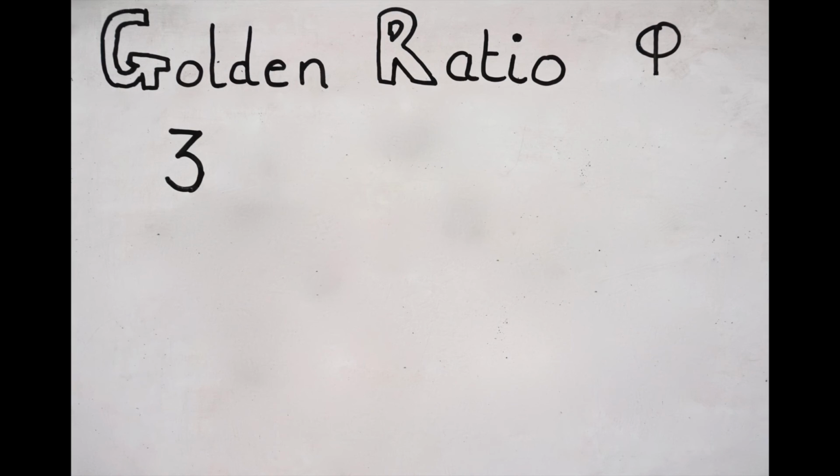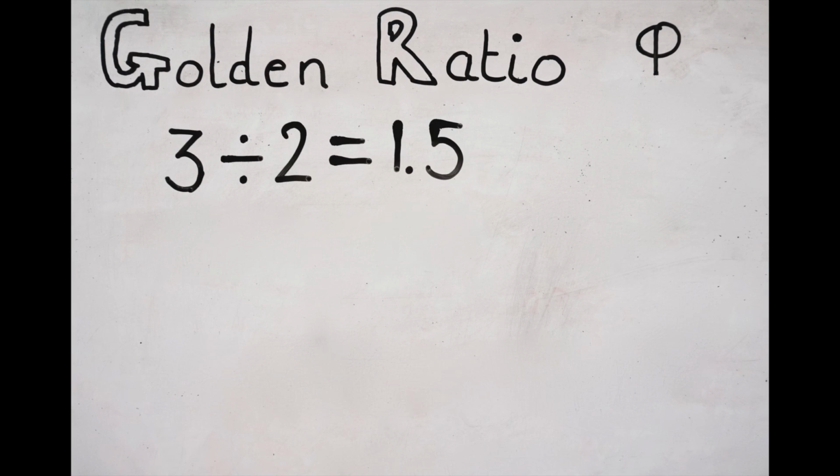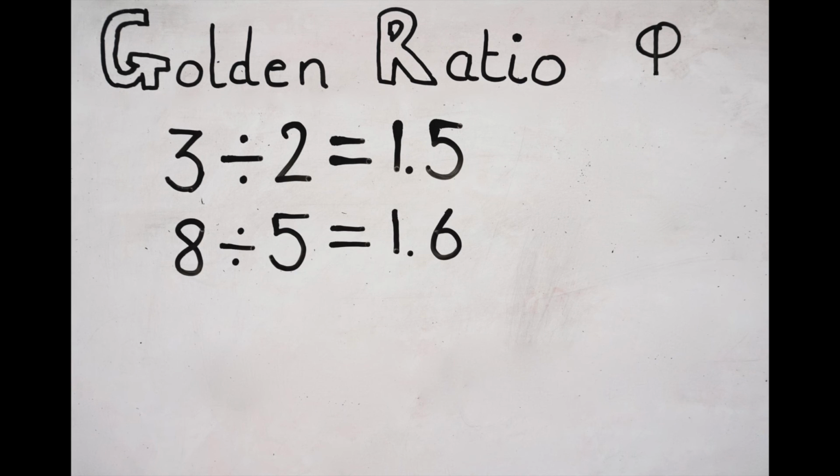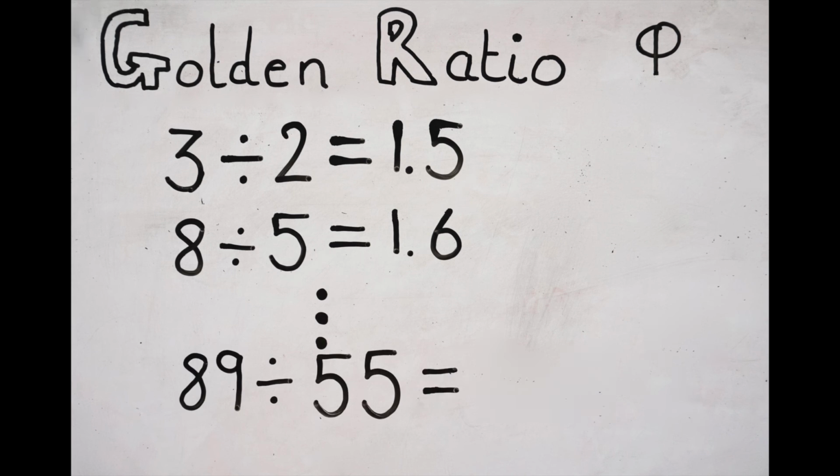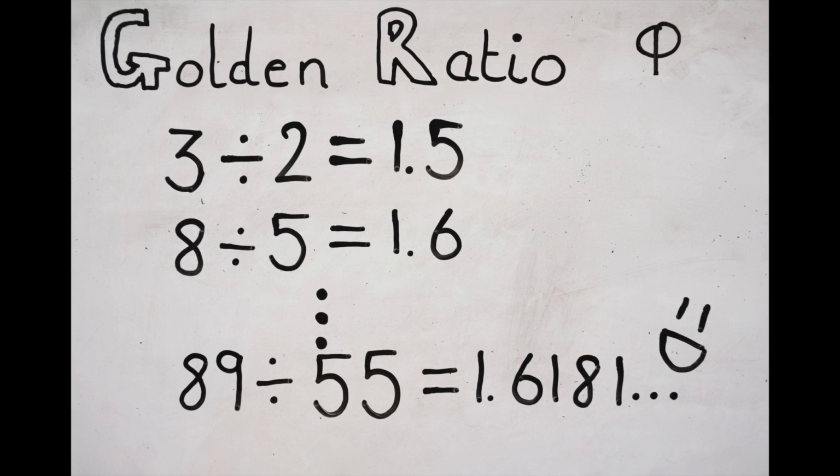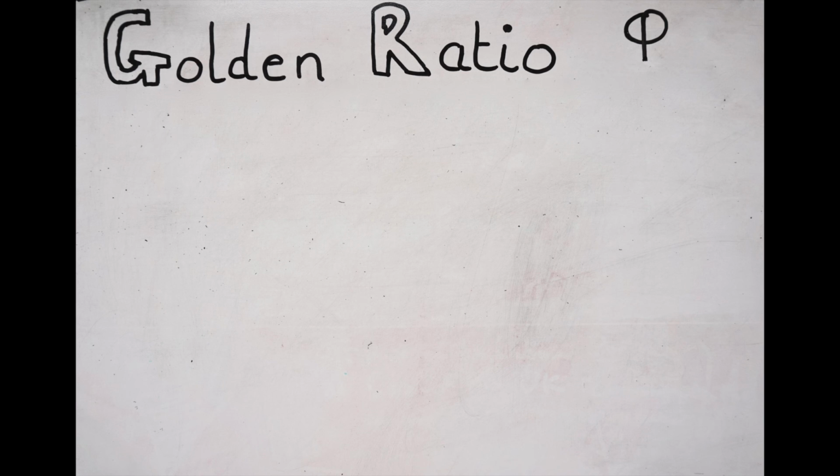So, 3 divided by 2 is 1.5. 8 divided by 5 is 1.6. And if you carry on doing this, 89 divided by 55 is 1.6181. As the numbers get bigger, you'll get closer to the golden ratio. I just don't understand. Okay, let's try it a different way.